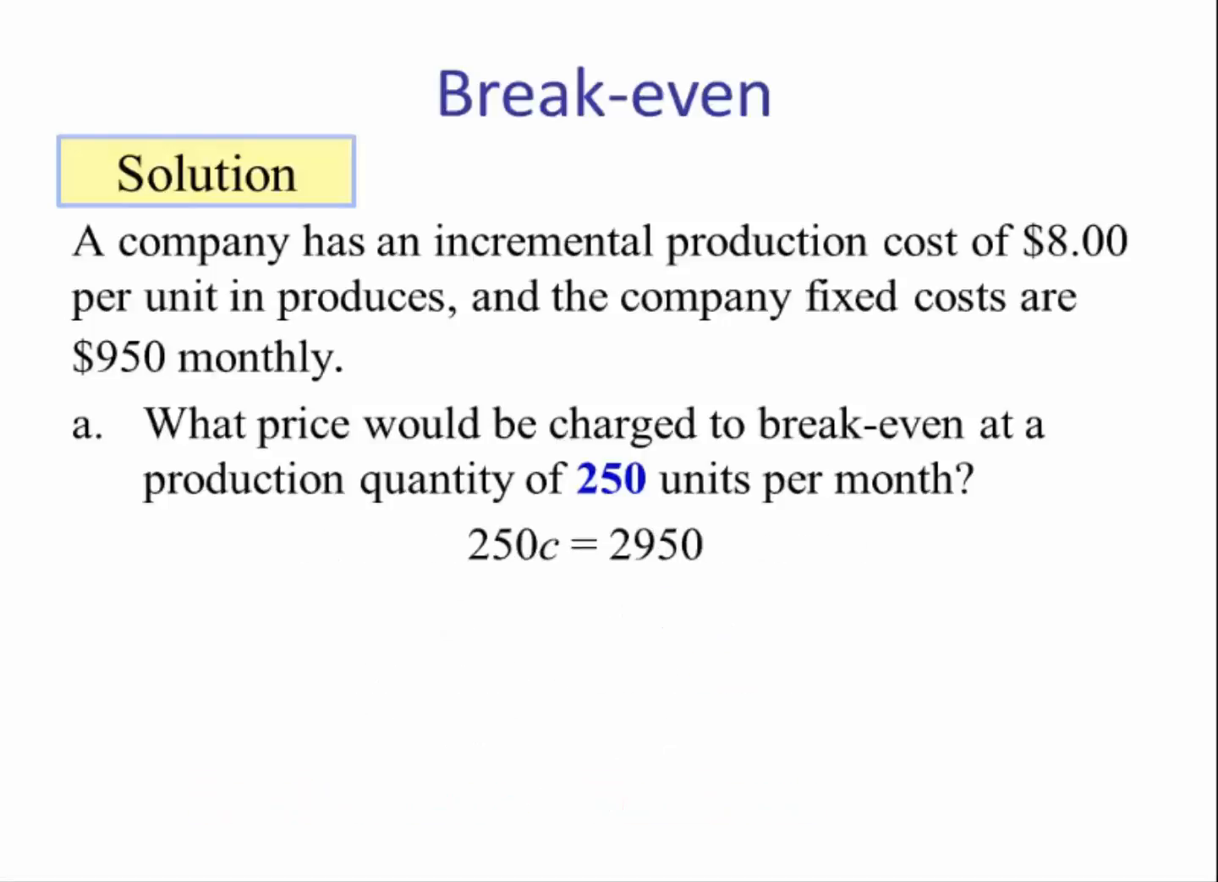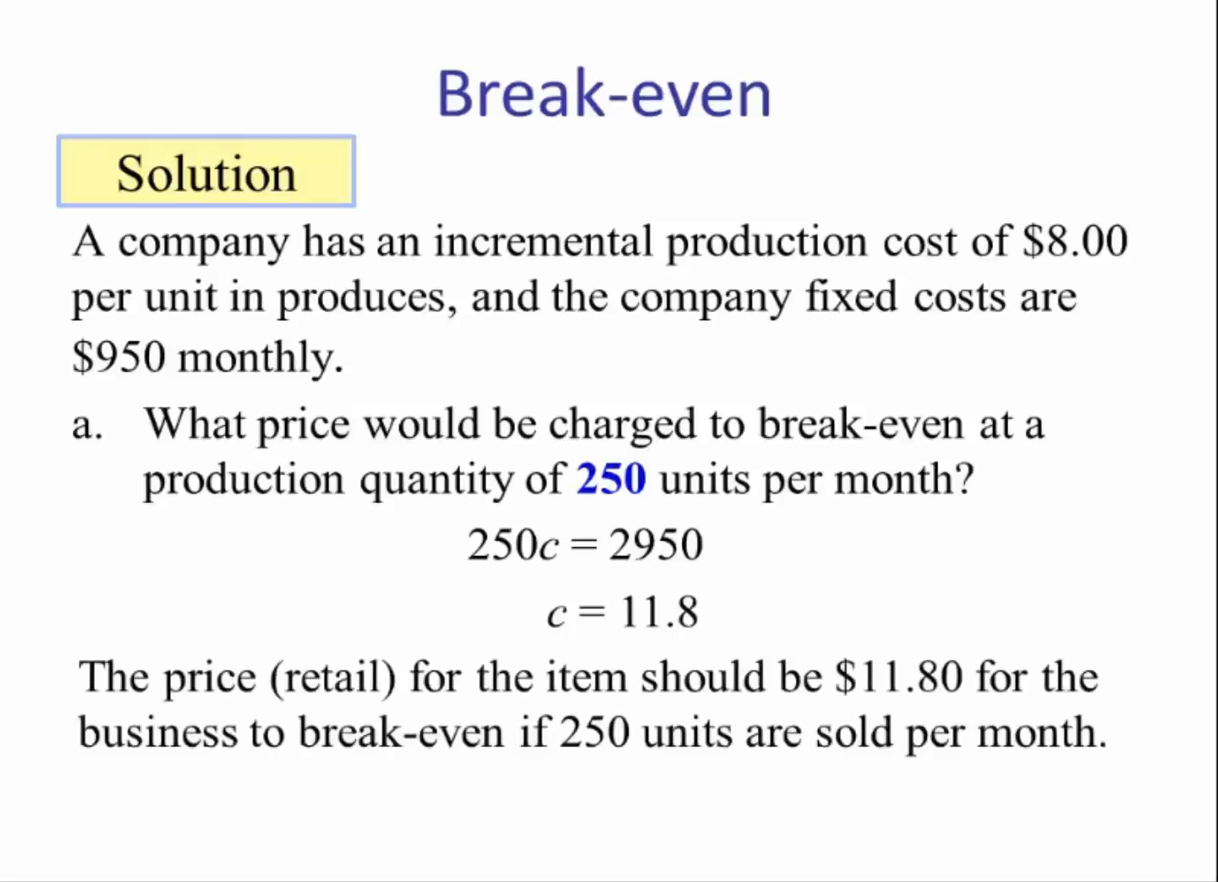So we have our equation, 250C equals 2950. Divided by 250, we see that C is 11.8. So the retail price for an item should be $11.80 for the business to break even if 250 units are sold per month.